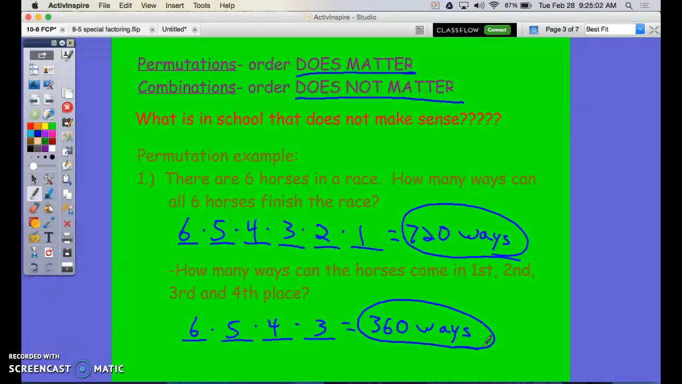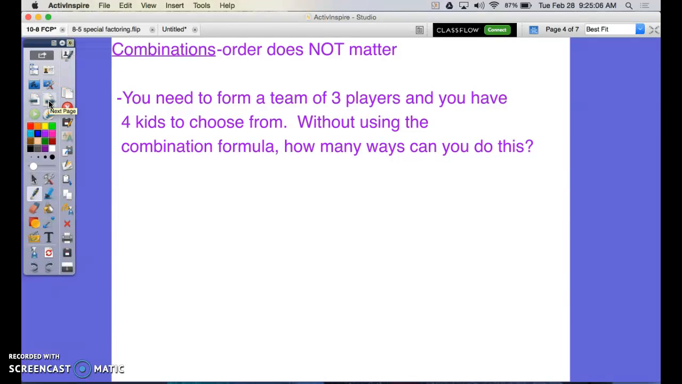So those are 2 examples of a permutation. Now, let's take a look at an example of a combination. Like I said, there is a formula for combinations, but I'd rather not go over that. If the PSSAs and Keystones assess you on that, they should give you a formula for it. But here's the kind of problem I could see them giving you.